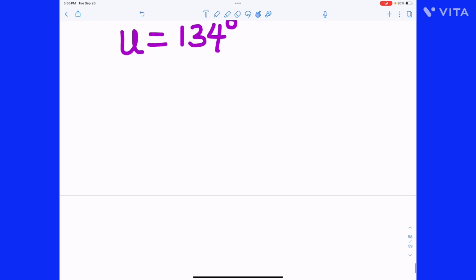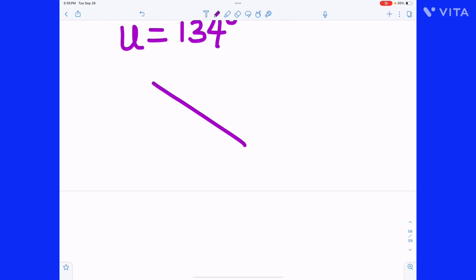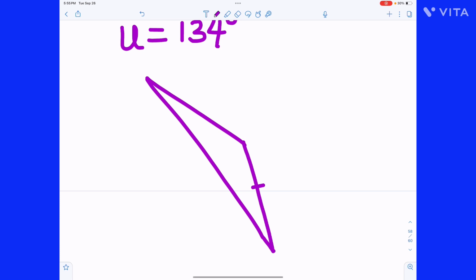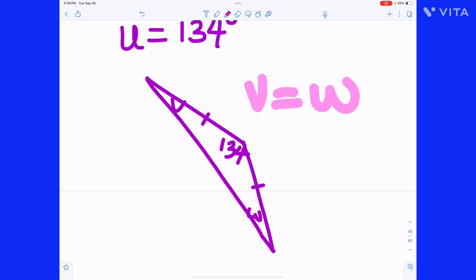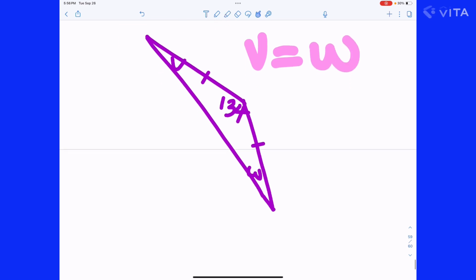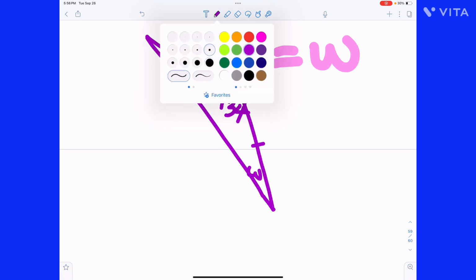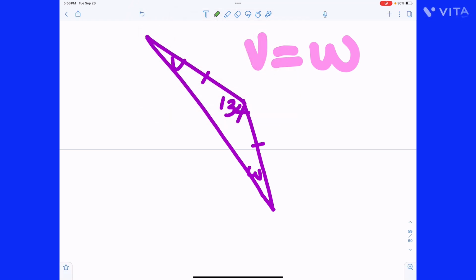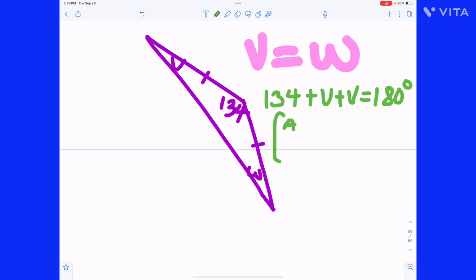Now, look at the triangle in which U is present. The triangle from which we took U out is like this. This place and this place are equal. This is U, 134. This is V, this is W. So this will be isosceles because two sides of the triangle are equal. That makes V equal to W. So I can simply write that 134 plus V is 180. Sum of angles in a triangle.